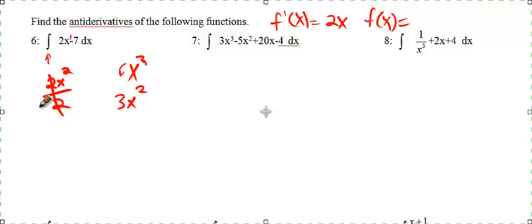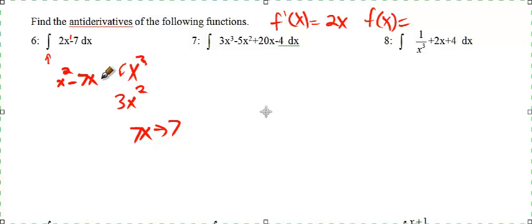Now, you can always check this by taking the derivative. And then, how do you take the antiderivative of a constant? Well, the derivative of 7x is 7. So the antiderivative of 7 is 7x. The antiderivative of a constant is just the constant times x.